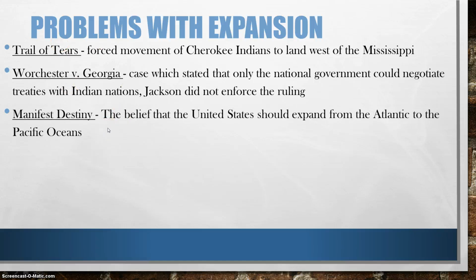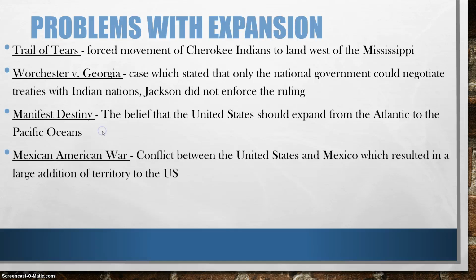Part of the whole reason why we continually forced Native Americans off of their land was because of our whole idea of manifest destiny, this idea that we should expand from sea to shining sea, from the Atlantic to the Pacific. And we talked about it, that once we got the Louisiana Territory, we sort of got that taste for land. Once we got one piece of land, it wasn't enough. We would push whoever we needed to off the land so we could have it.